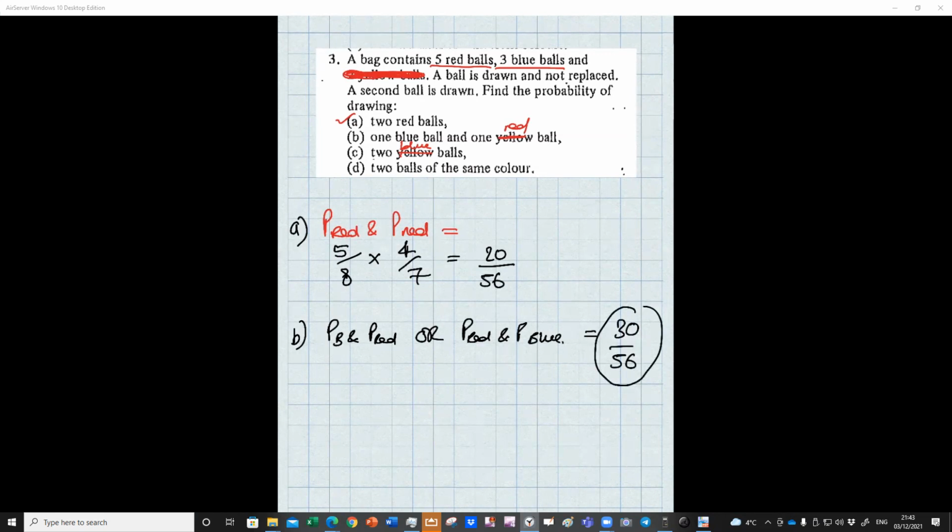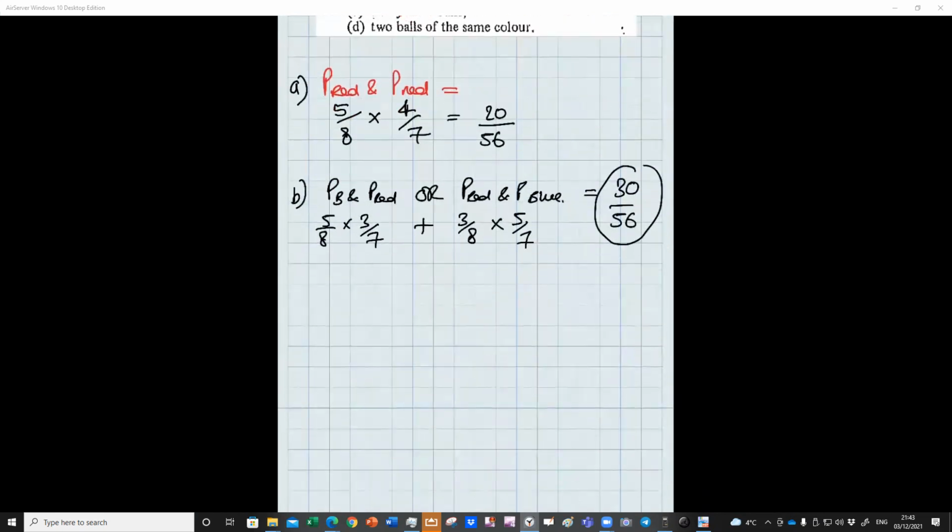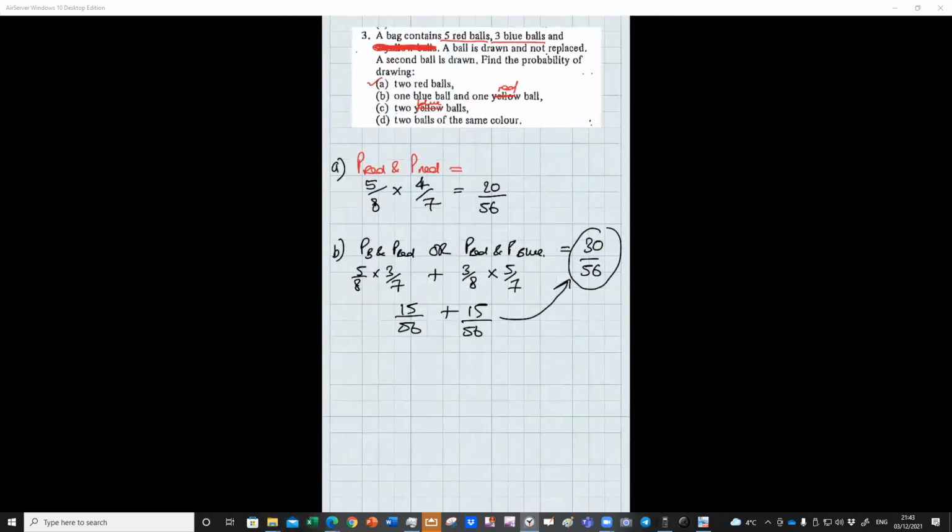Oh, you do 5/8 times 3/7 and 3/8 times 5/7. So 5/8 times 3/7 plus the red one, which will be 3/8 times 5/7. Lovely. Okay, that will give you 15/56, add 15/56, and then together gives us 30/56. That's better. Now you're talking sense.